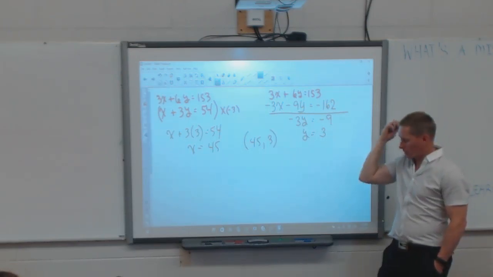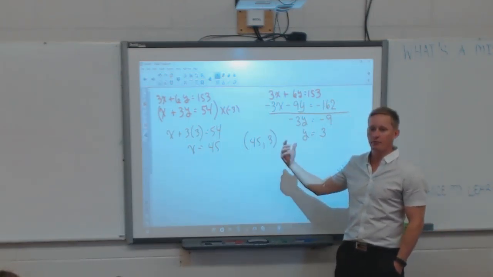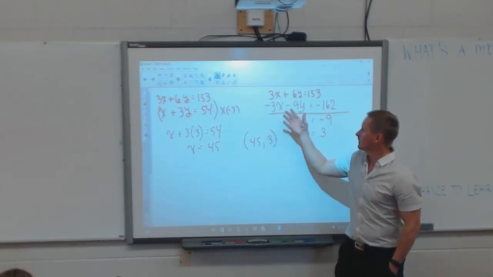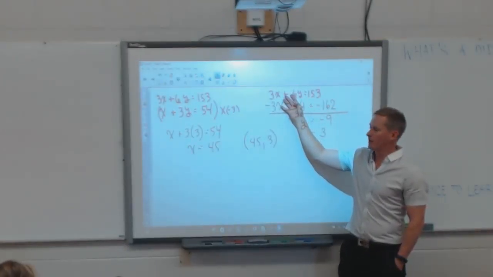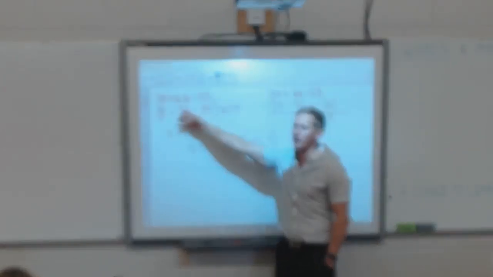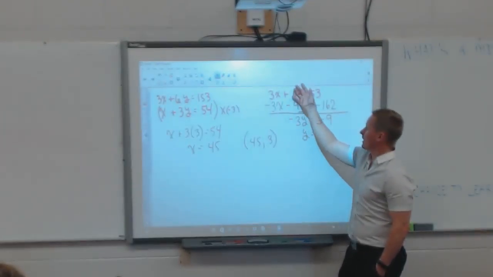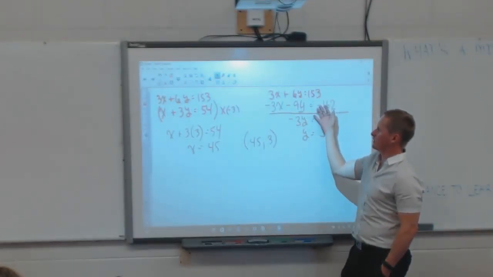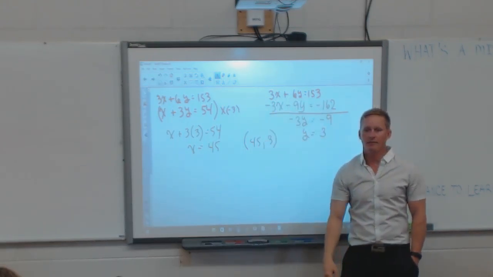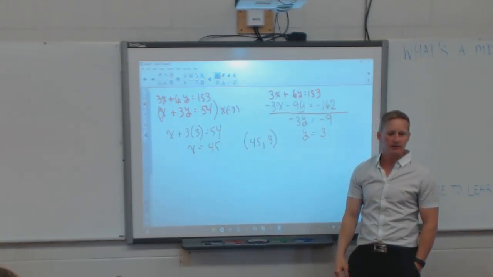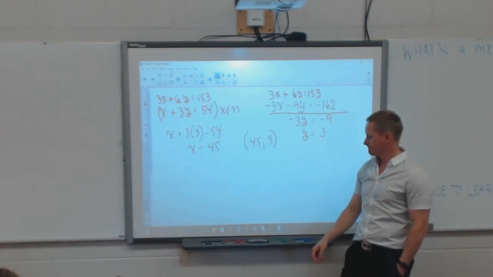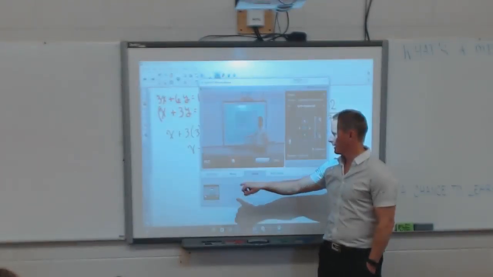Okay? So what is the difference between the two methods that we just learned? How we started. In one of them we isolated a variable, x. In this one, we just try and multiply by something that's going to get rid of a variable when I add them together. Okay? And that's it.